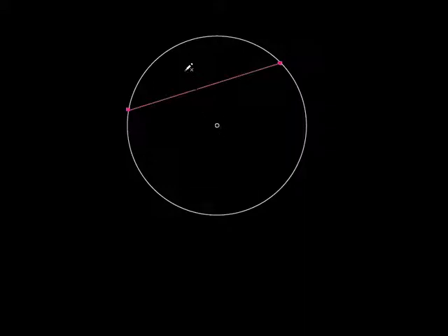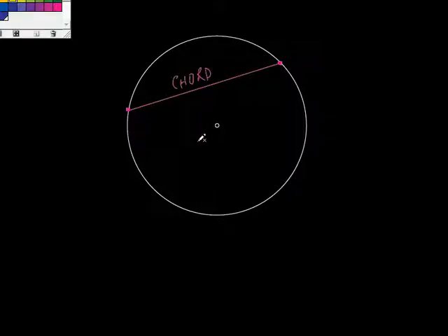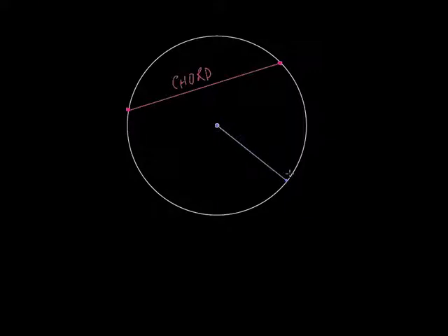So we have a name for that. I heard somebody say it already, and it's a chord. That's right. We call that a chord. Now, is the radius? Let me draw a radius again. Let's just draw it like from here to here. Is the radius a chord? No. Why not? Okay, well, not just because it touches the center, because remember what I said about a chord.